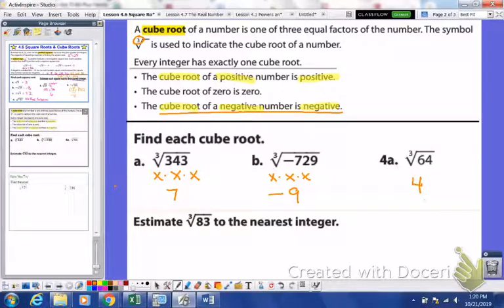Now some of these you'll learn. If you want, when you take a test or quiz, as soon as you get your test or quiz, just make a list off to the side of all your perfect squares and all your perfect cubes. You could do that. That will help you out.